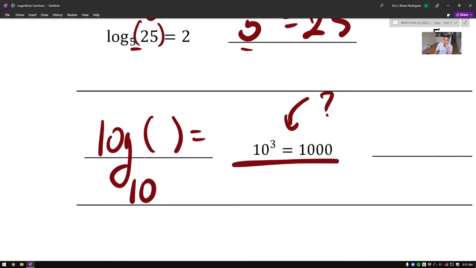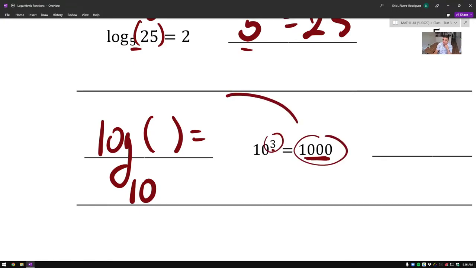Perfect. Now, where will you place 3 and 1,000 in the logarithmic form? Where does 3 go and where does 1,000 go? So now we have 3, which is the power, the exponent, and we have 1,000, which is the output of the exponential form. But now we need to use 3 and 1,000 here. Where is the correct place to put 1,000 and 3 in the logarithm form?